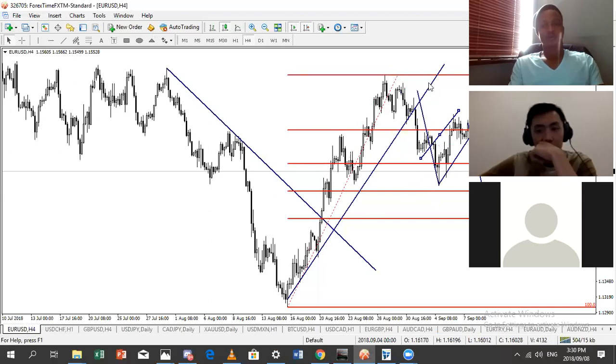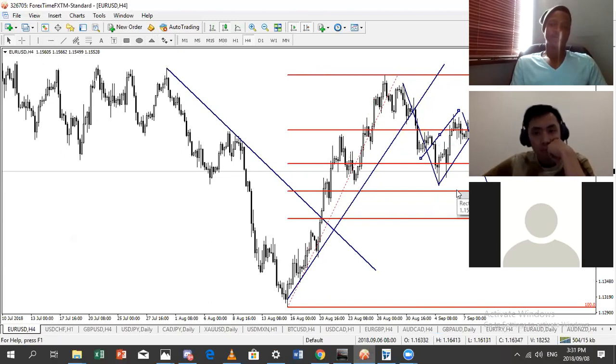Looking at this one, the pole of that flag should be approximately equal to that one. So we got another 61.8 level, which is this level here, right? Are you guys playing along? Let's play along here.